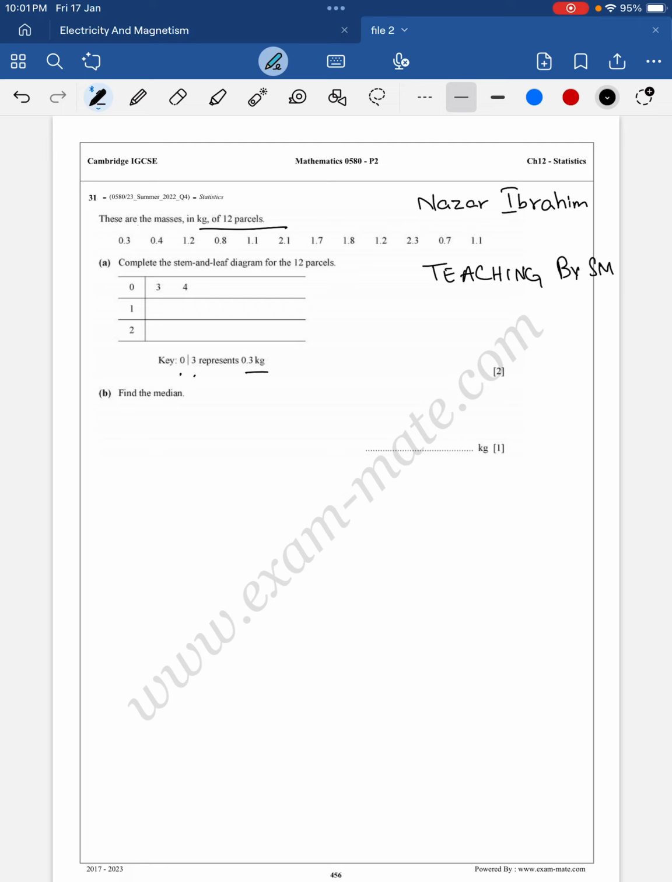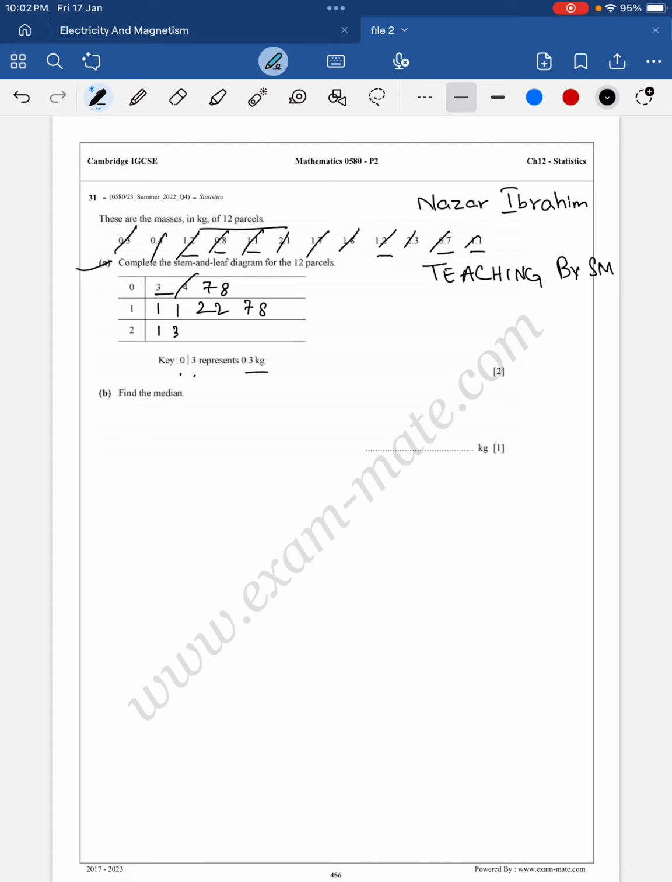So starting with ascending order, 0.3 is done, 0.4 is done. Noting down the other masses, so 0.7, 0.8 is over here, and there's no other zero-number data. Now we'll see 1. So 1.1, 1.1, then 1.2, 1.2, two more, and then we have 1.7, 1.8. Now remaining is 2.1, 2.3.